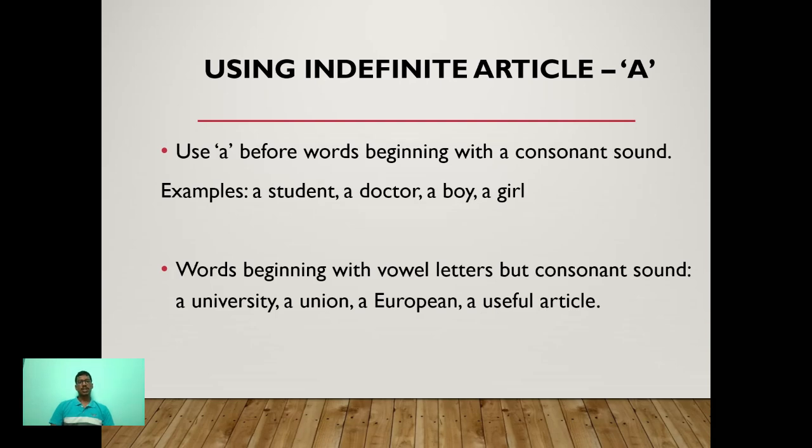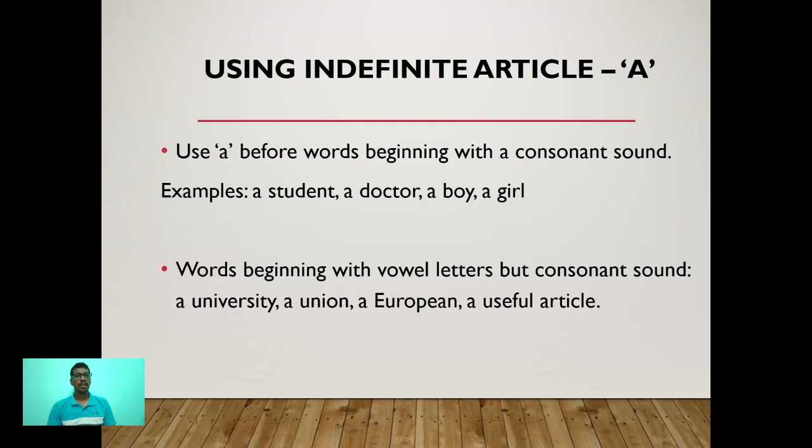We use the indefinite article a before the words beginning with a consonant sound. For example, a student, a doctor, a boy, a girl. Here, all these words start with a consonant sound. So please be aware that in English we have 44 sounds. It has 26 letters, but it has 44 sounds.